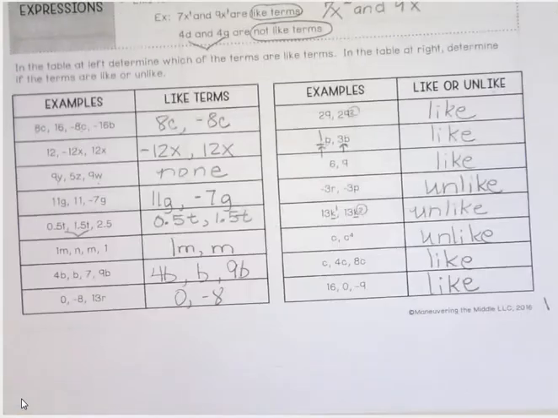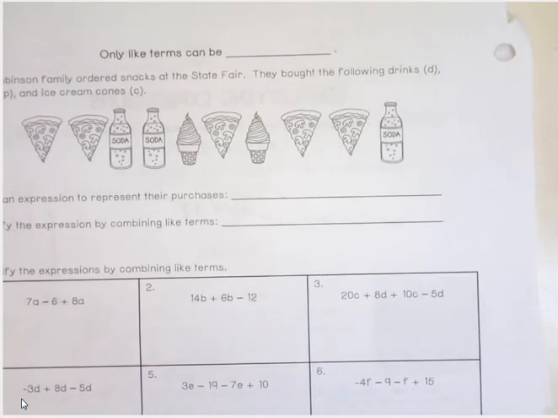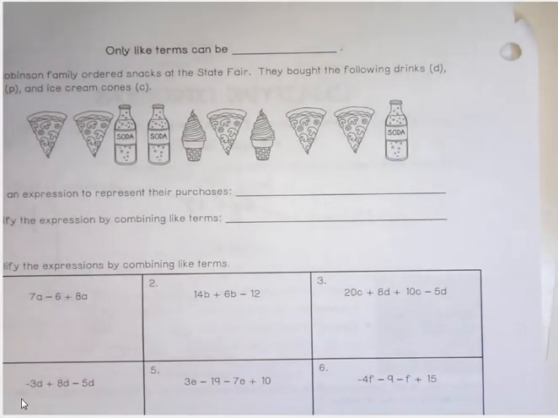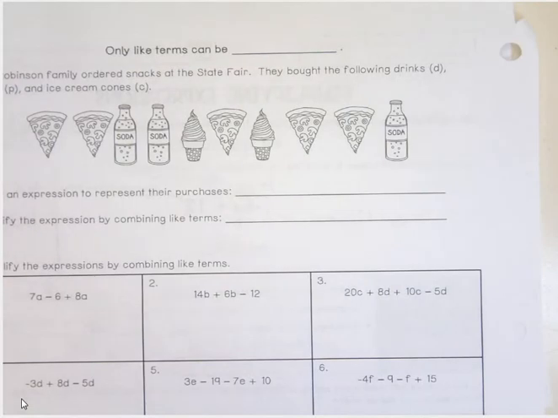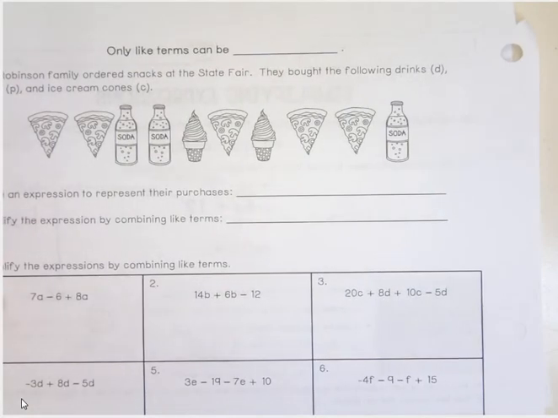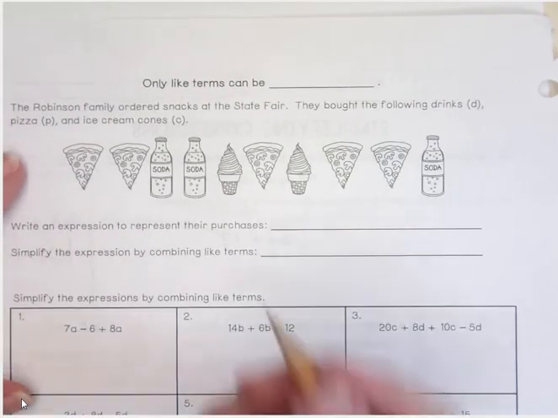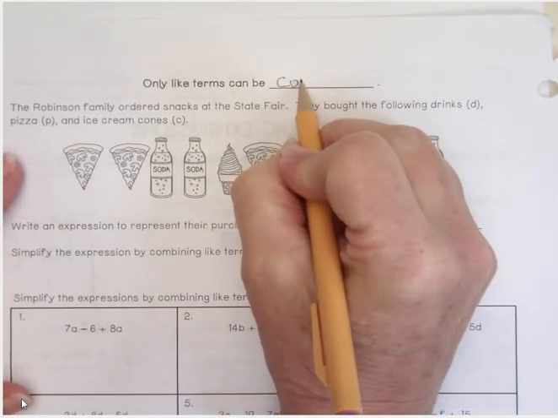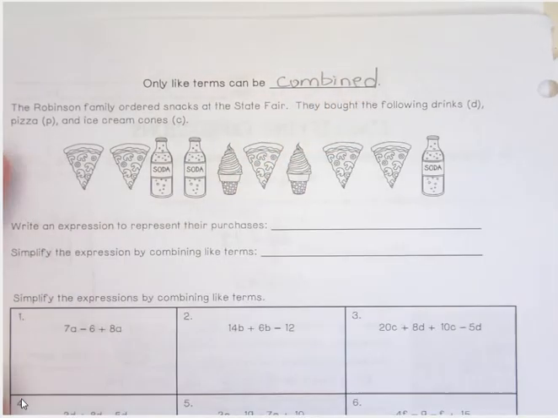On the back, we are going to now learn how to combine these like terms. It's important that we can recognize like terms and unlike terms in our expressions, so we'll know what we can and cannot combine. So basically, only like terms can be combined. The problem below, we will look at how that is done.